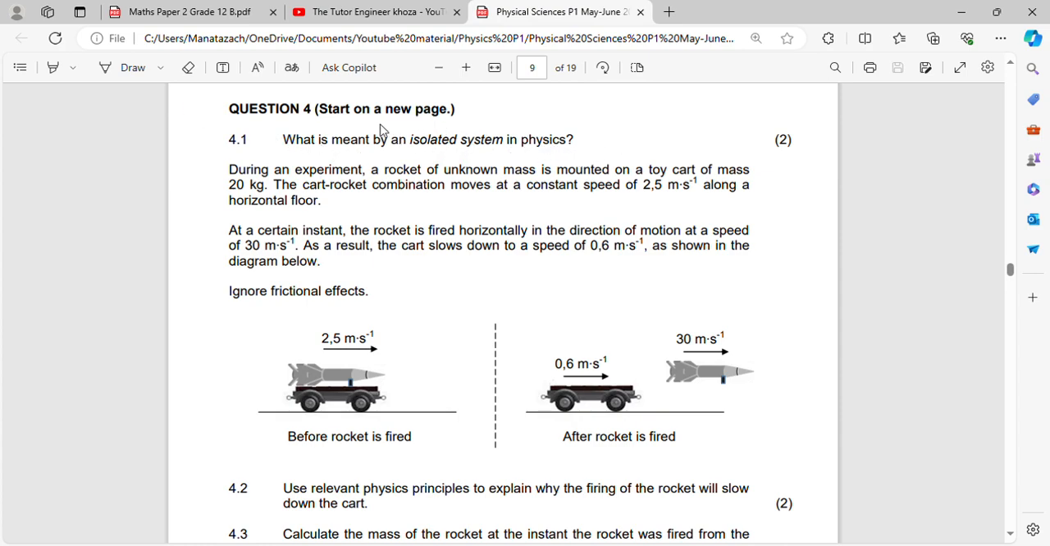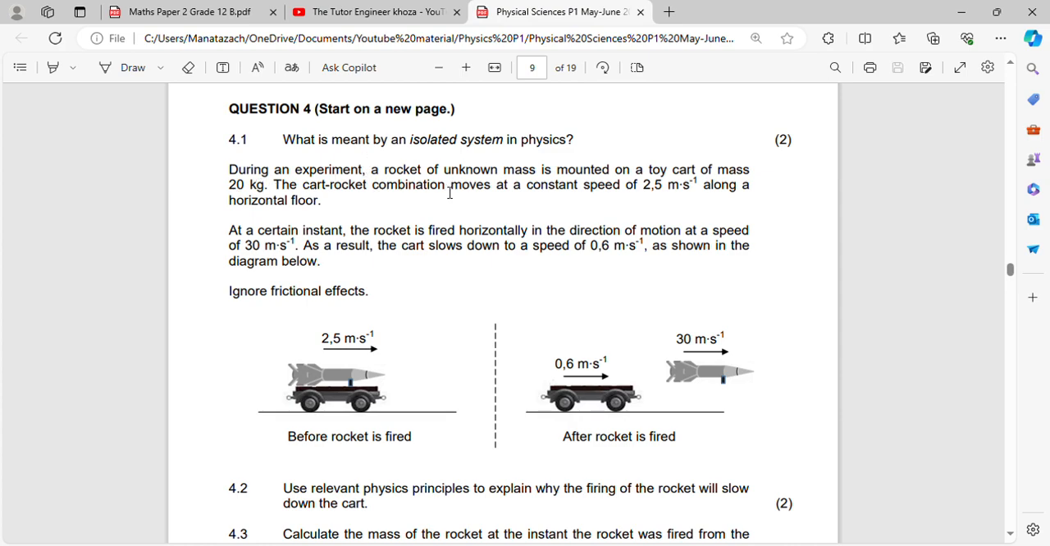That's the first question. So the isolated system is when there is no resultant force acting on it. So that would be the answer. There is zero resultant or net force acting on it. So let's continue with the following question.